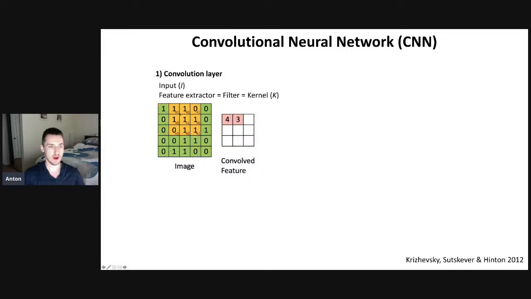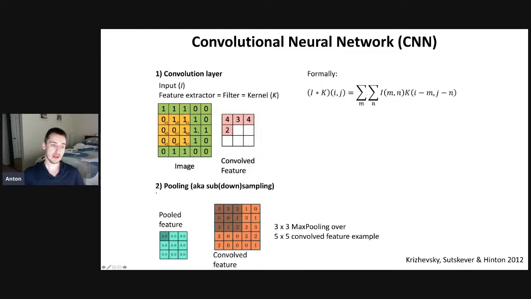3x3 square, with weights 1, 0, 1, 0, 1, 0, 1, 0, 1. We stride this kernel, or filter, or feature extractor, whatever you want to call it, through the image, and we get the convolved feature by multiplying every cell of the feature by every cell of the image. It's just a simple Hadamard product of two matrices. We can define it more formally, like so.